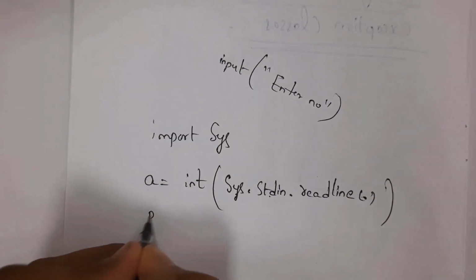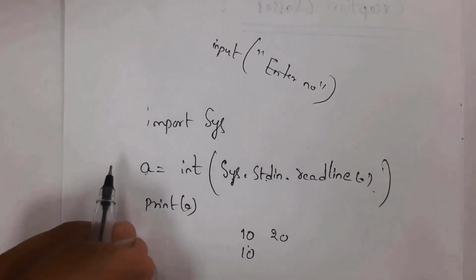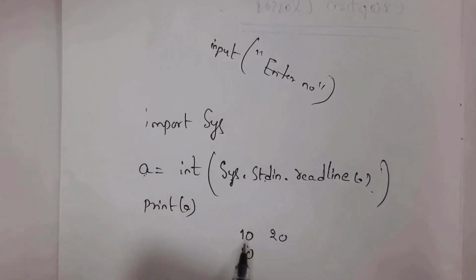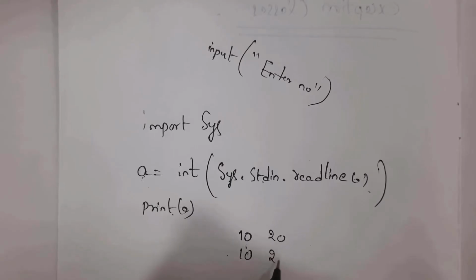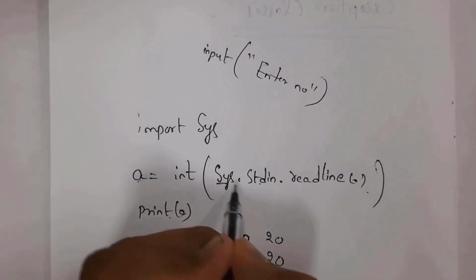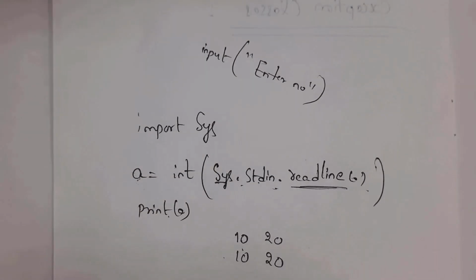And next right here print a, and this print function is used to display output. For example, if I enter value 10, print function will display output 10. If I enter 20, the print function will display output 20. This is the use of sys.stdin. For stdin we use the readline method.